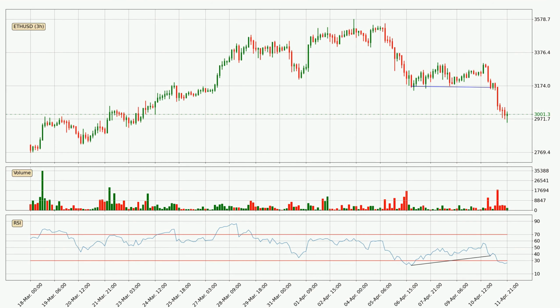On the lookout for divergences in the 3-hourly time frame, there was a bullish divergence, but the price went to the downside, which was actually not expected.